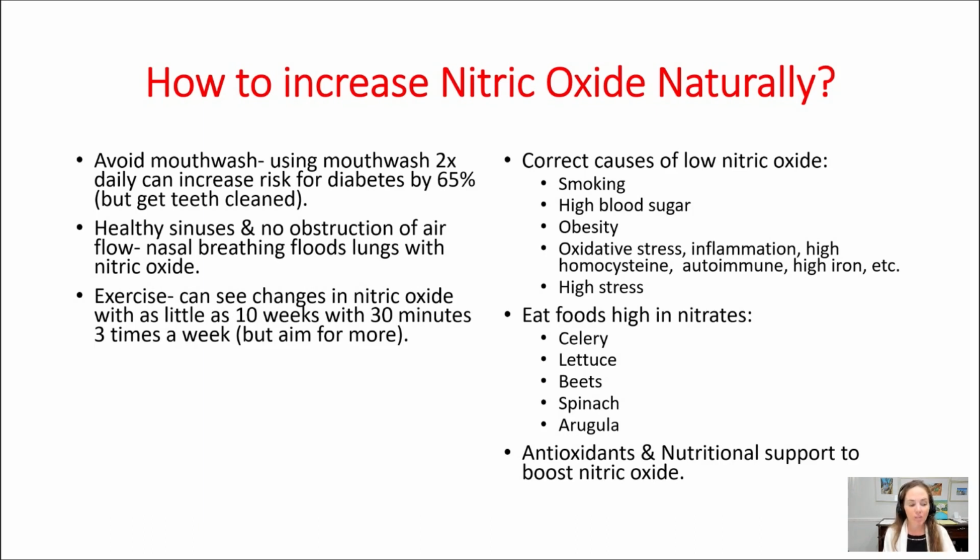What are some foods that can increase nitric oxide? Celery, lettuce, beets, spinach, arugula. I'm a big fan of beet juice because it's a great way to kind of clean out your gallbladder and get that bile flow going. But it also boosts nitric oxide, which is also wonderful.